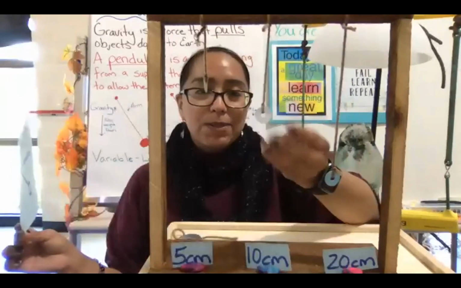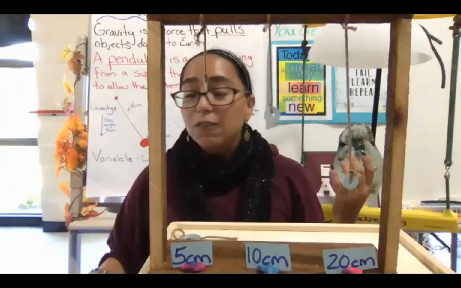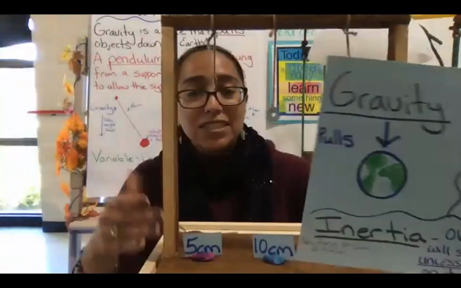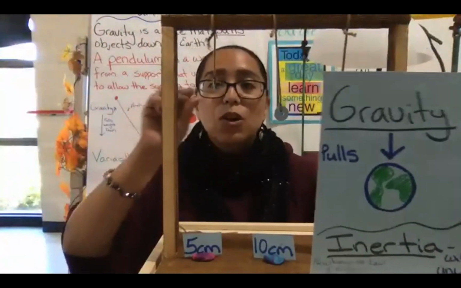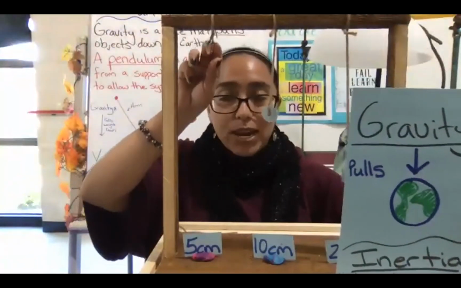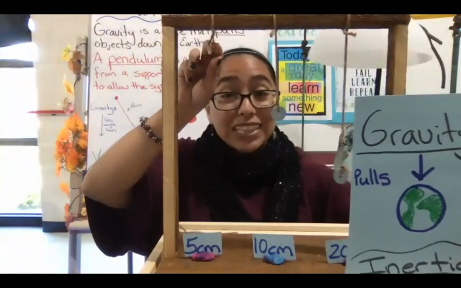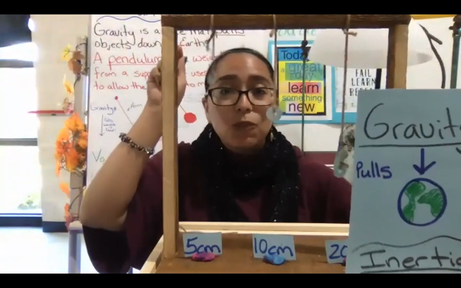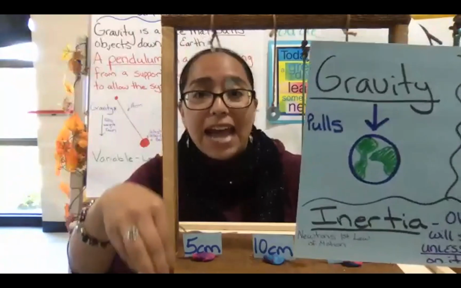So my bob happens to be a washer. And the forces that are acting on a pendulum, we said was gravity. So gravity is the thing that pulls things down. So when I take my washer and I raise it up and I release it, gravity is going to be the force that's trying to pull it back down.